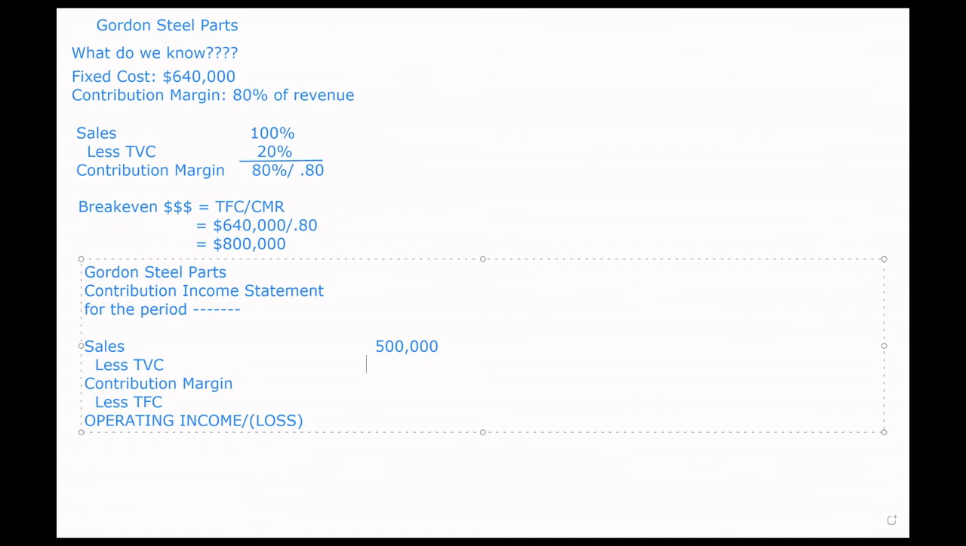So our variable cost is 20% of sales, right? 20% of 500,000 is 100,000. We subtract that, and we get a contribution of 400,000. Now, what is our total fixed cost? The beginning of the question gave us that. Our fixed cost is $640,000. So 400,000 minus 640,000, we're going to get a negative figure, negative 240,000.